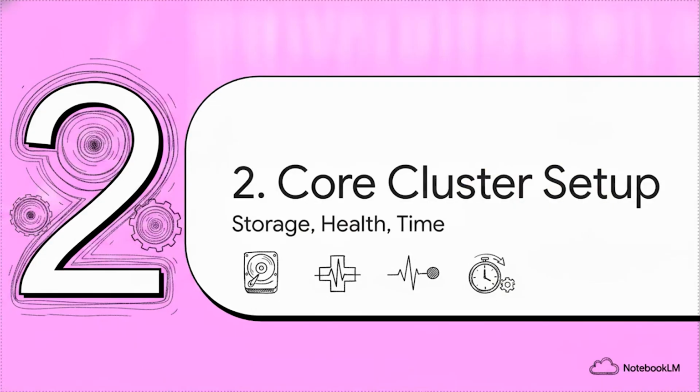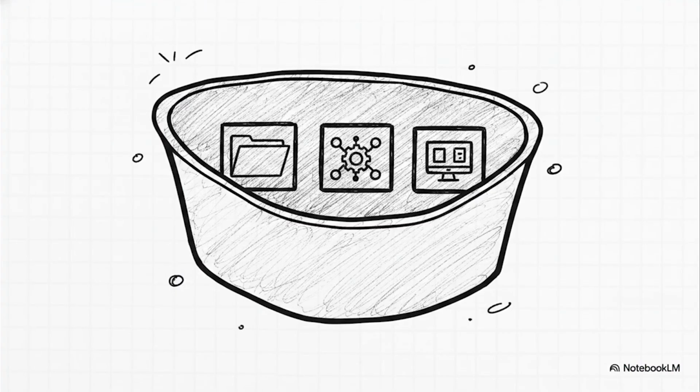Moving right along to Section 2, Walkthrough, Core Cluster Setup, Storage, Health, and Time. You know what's kind of awesome about Nutanix? It's how it handles your baseline storage completely automatically right out of the gate. As soon as you create a cluster, the system auto-creates exactly one single storage pool for you. And the why behind that is important. Nutanix strongly recommends keeping your architecture to just this one single pool so you don't create artificial storage silos. A single pool lets the system dynamically optimize capacity and performance across all your nodes automatically.